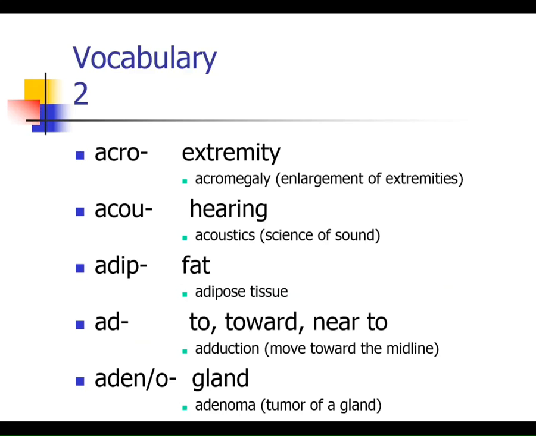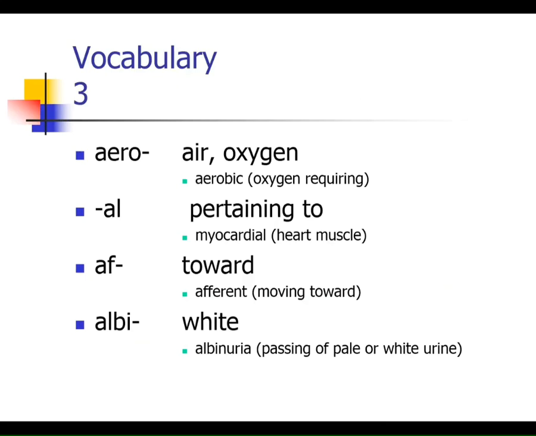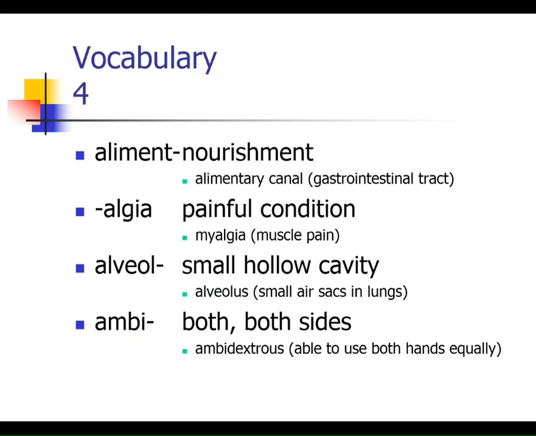Aero is oxygen or air. If it ends in AL, just like AC, it means pertaining to. And AF means toward. We'll see a lot of this word afferent later in the course, and it means that something is moving toward something. Albi means white. Albinuria would be a very whitish or pale urine. Aliment means nourishment. And your digestive tract is sometimes called the alimentary canal because it's along that canal that you gain your nourishment.